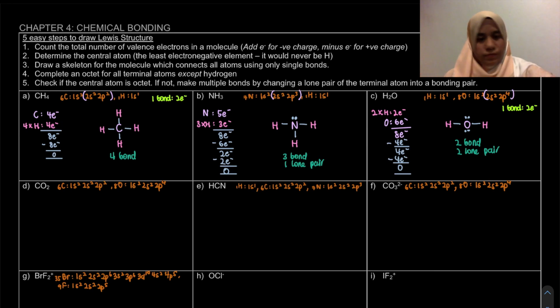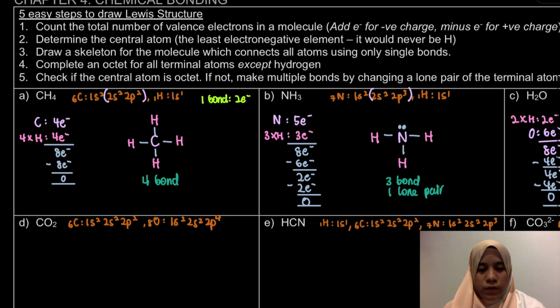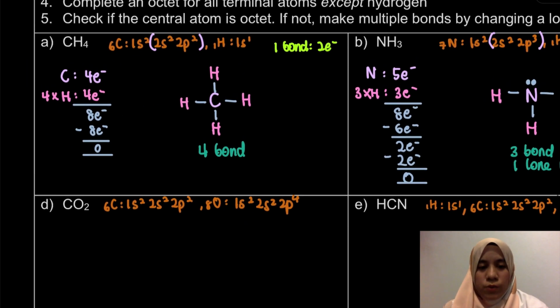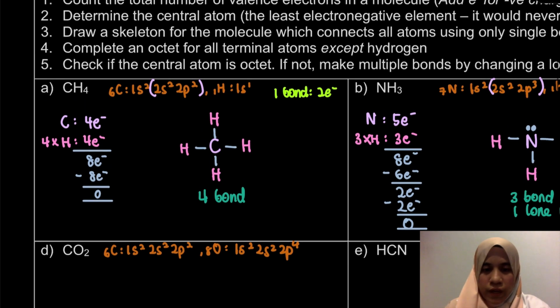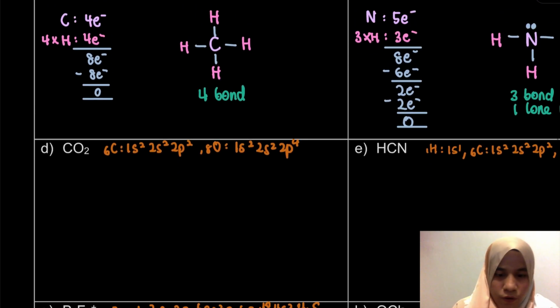Okay. Right now, let's look at our CO2. So, what we're going to do first is count the total number of valence electrons. First, count the total number of valence electrons. So, carbon is 4.